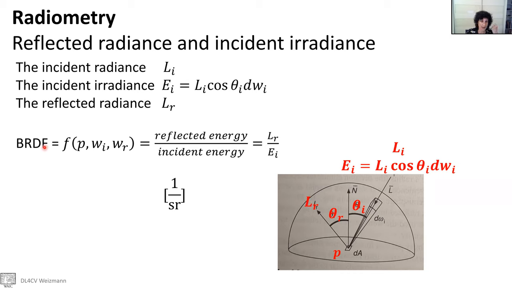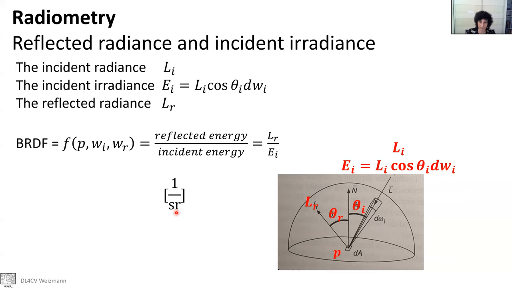So this is exactly what the BRDF is going to tell me. The BRDF measures the ratio between the reflected energy in direction R, which we call Lr, divided by the incident energy that came from this direction, Ei. And it depends on the point and on the two directions. It's a function of the position, the incoming direction, and the reflected direction. It can change from point to point and for different directions. This ratio is called the BRDF. And you can understand later on if you want that the units of the BRDF are 1 over steradians, the solid angle that we described before.